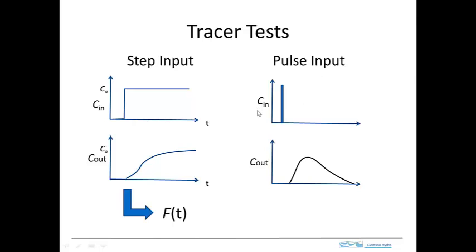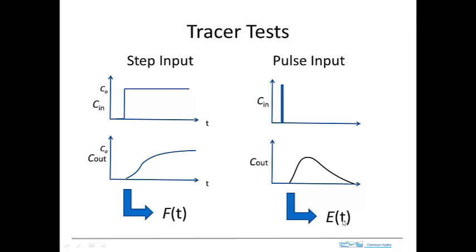And here the input is a brief pulse that is introduced into the system, and then the output has this kind of a pulse-like nature. It's kind of a spread out pulse. So it increases, reaches some maximum value, and then decreases. And so this kind of output here can be used to determine the E function in RTD analysis.